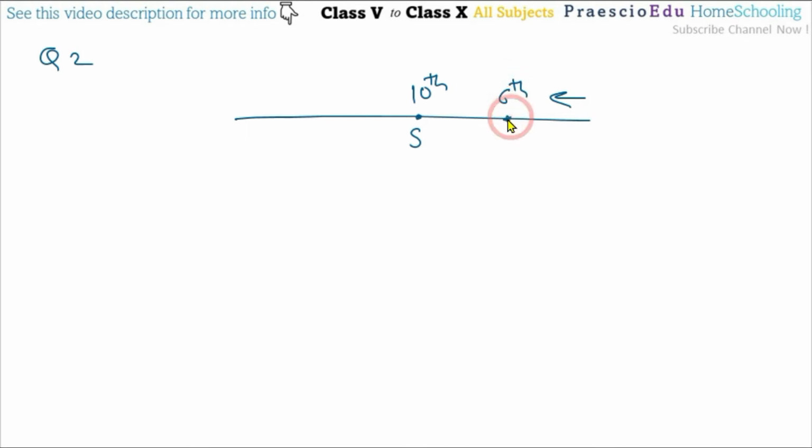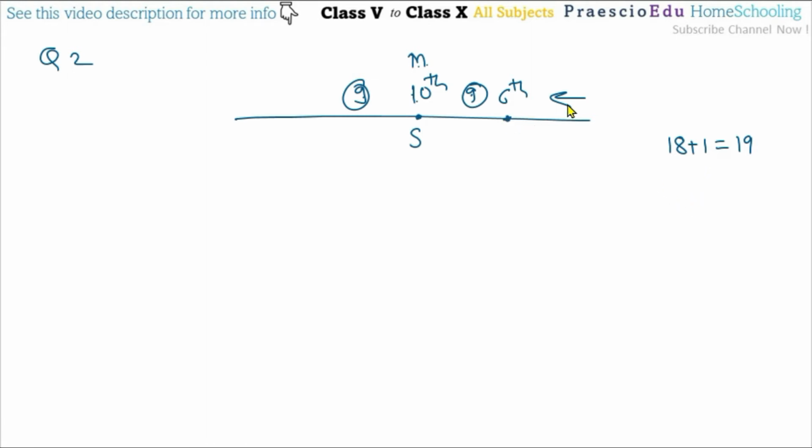Now, to find out Anita's position, who is standing at the 6th place from the right end, we first have to find out the total number of persons. Now Samir is the middle one, M for middle. If he is at the 10th, this side has 9 and this side also 9. So 9 plus 9 is 18, and Samir's own counting we also have to consider, so 18 plus 1, there are a total of 19.